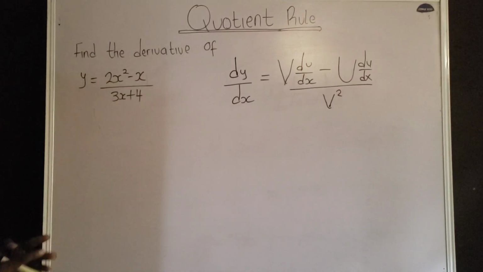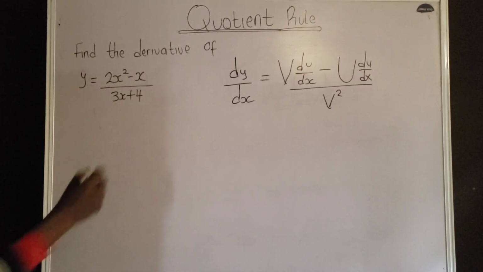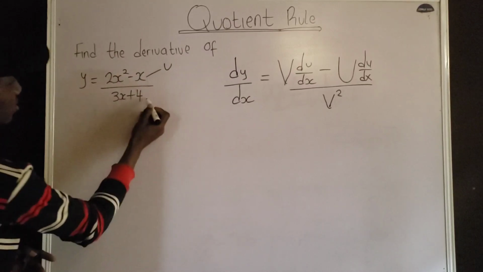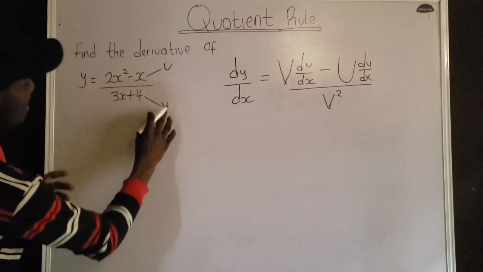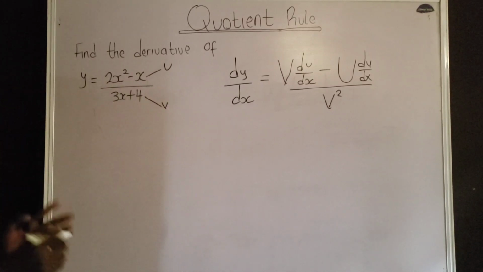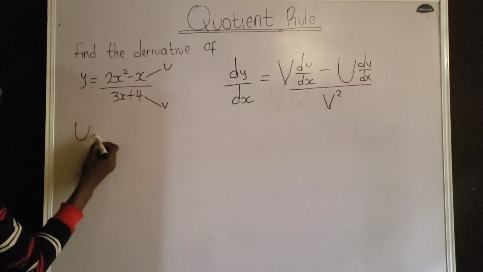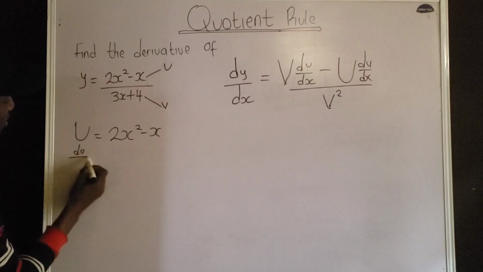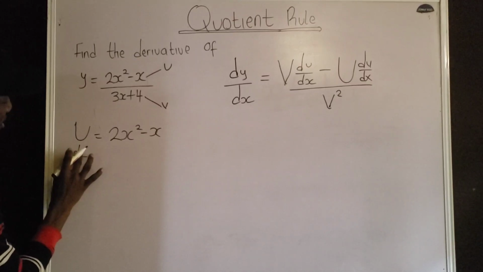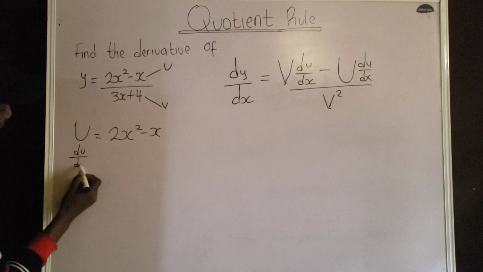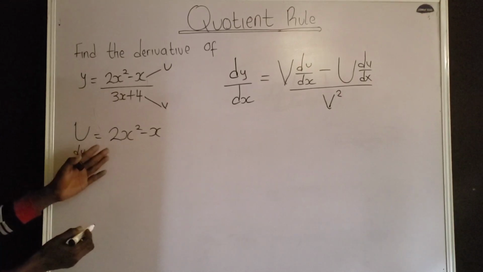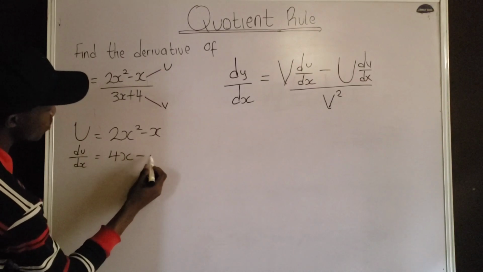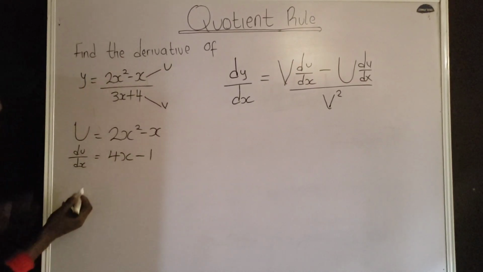The next step is to identify your u and v. The u is the numerator, so this is u, and the v is the denominator of this function, so this is v. After identifying your u and v, the next thing is to take the derivative of u and v. So u is equal to 2x squared minus x. The derivative of u, du/dx, is equal to, using the power rule, you differentiate 2x squared, that is 4x, and if you differentiate x, you get 1. So I've taken the derivative of u.